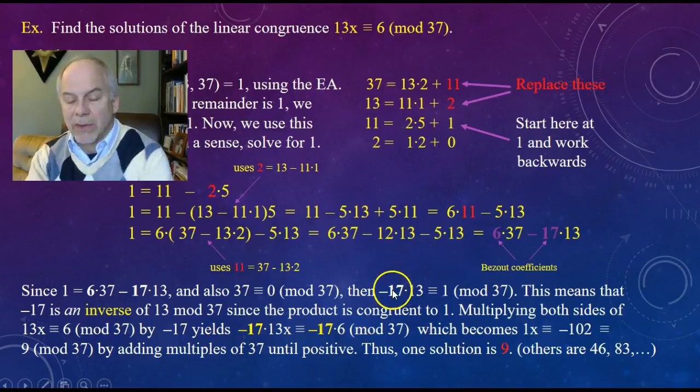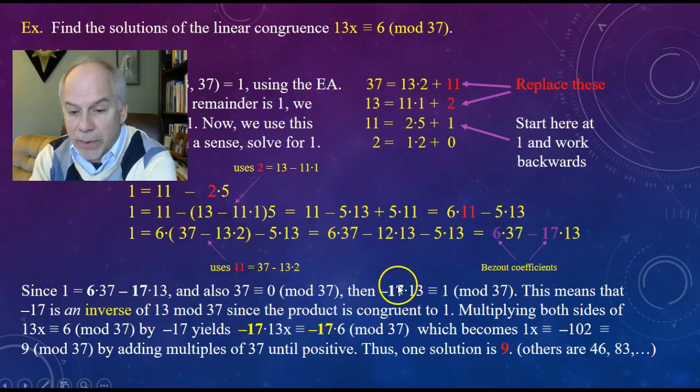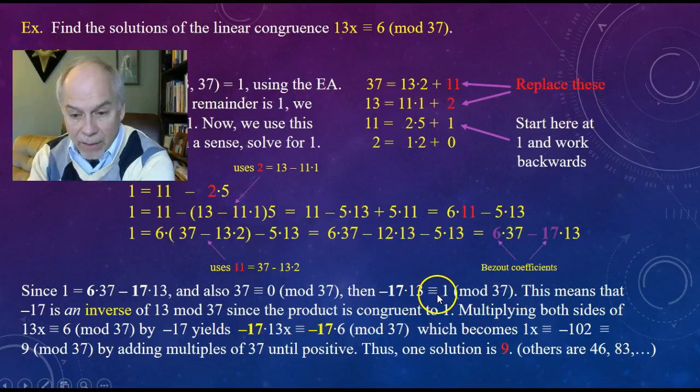All right, so negative 17 times 13 is congruent to 1 mod 37. That means that negative 17 is an inverse of 13. Remember when two things multiply together and are congruent to 1 in the mod, that they are inverses? So then we now have a way to get rid of the 13.